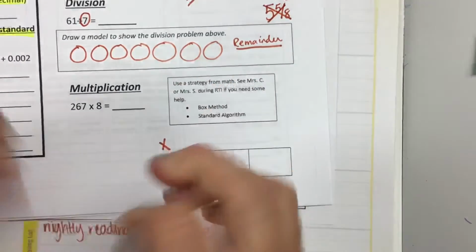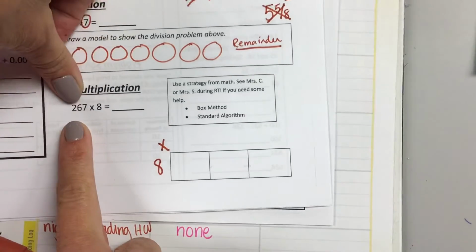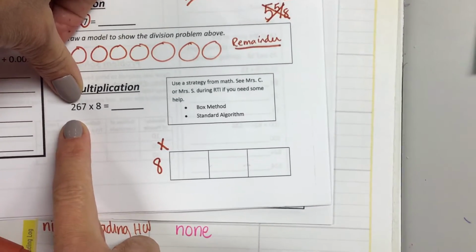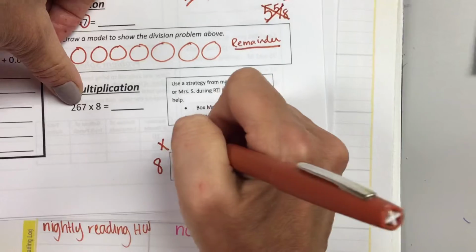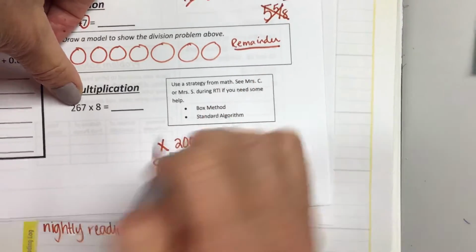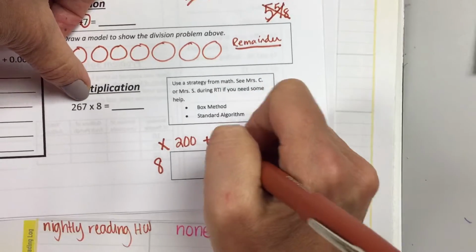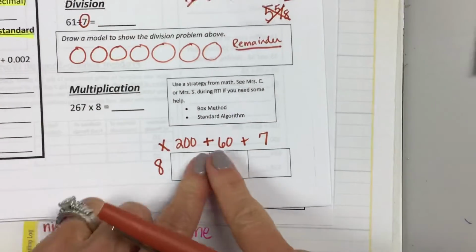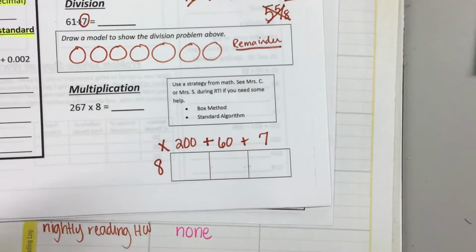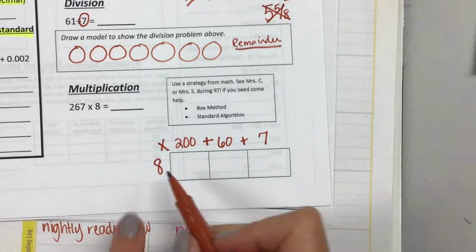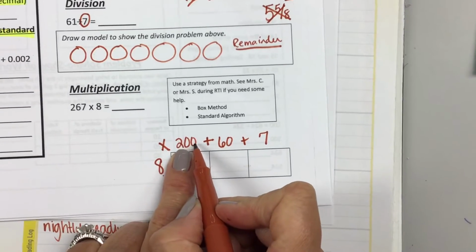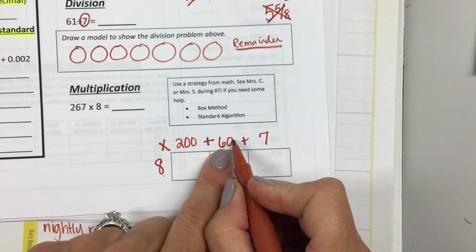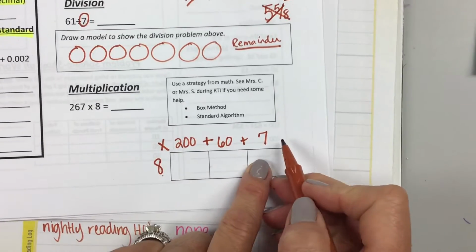8 times, and then we break apart 267 by place value. So the 2 has a value of 200. The 6 has a value of 60. And the 7 has a value of 7. That's really just the expanded form of that number, right? And then we multiply 8 times 200, 8 times 60, and 8 times 7.